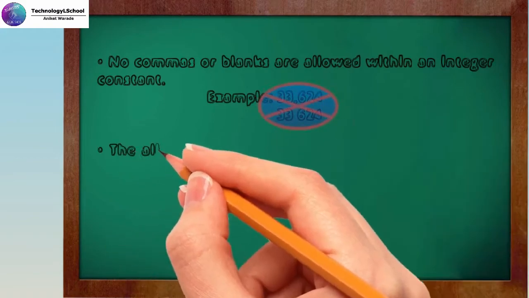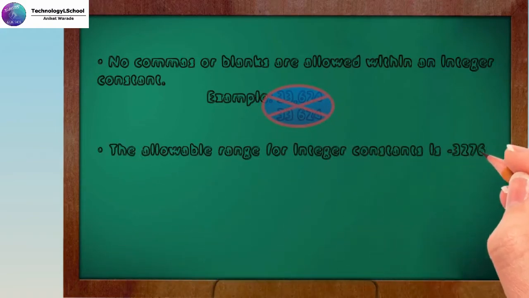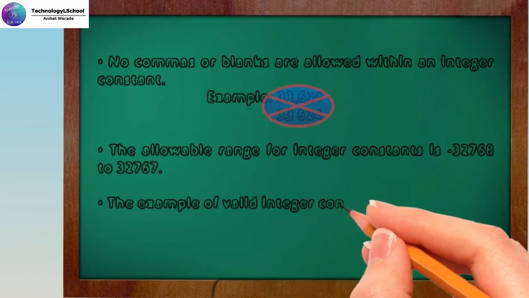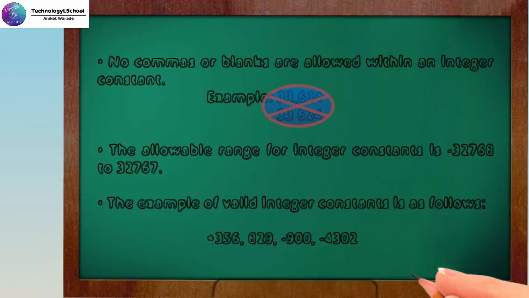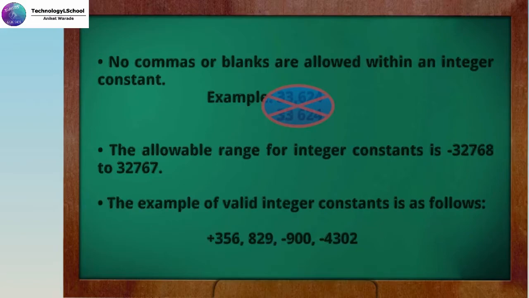The allowable range for integer constants is minus 32,768 to 32,767. The example of valid integer constants is as follows.